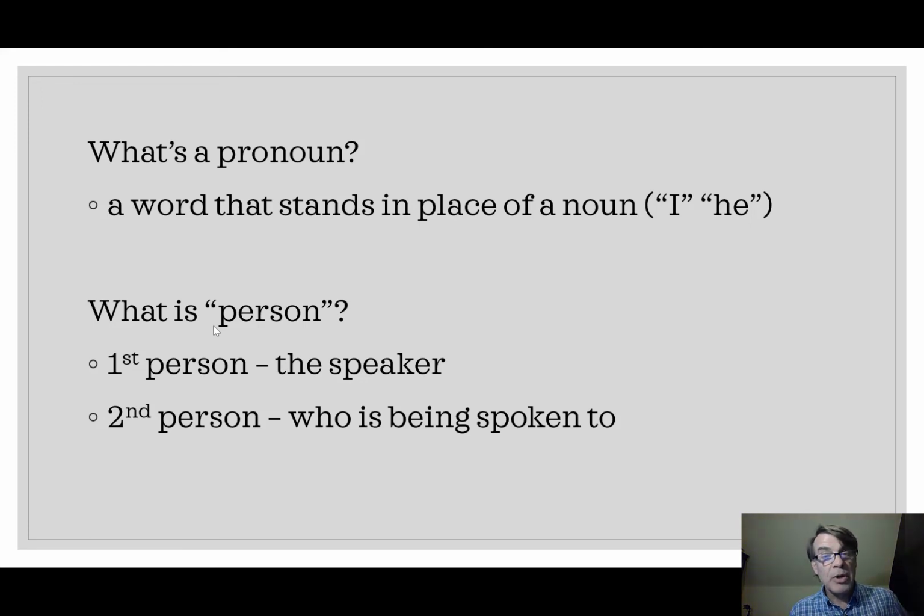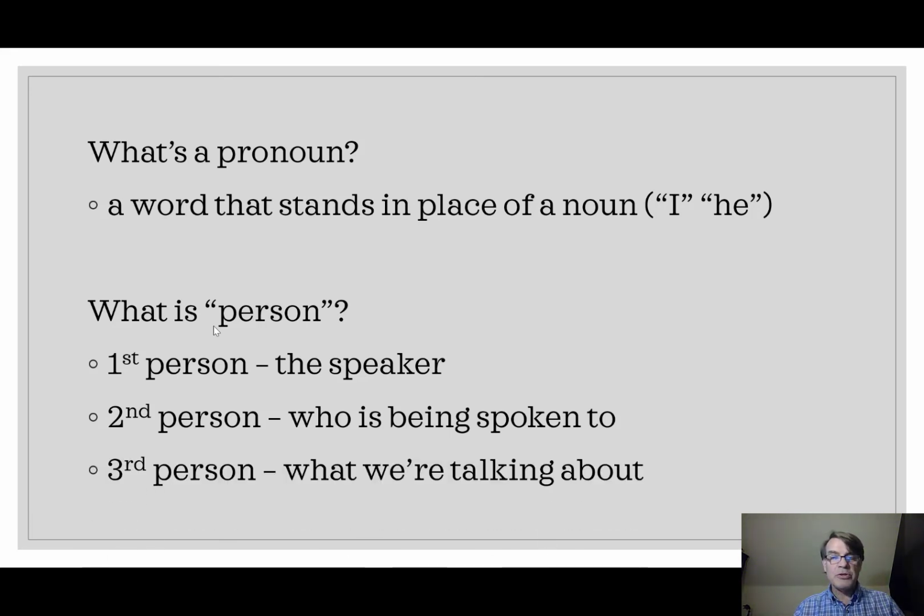By the way, Greek and Hebrew do distinguish between you singular and you plural. So that's one thing that you get from studying the original languages that you can't always see clearly in the English. Anyway, I or we are the person speaking, first person. You or y'all are the second person who we're speaking to. And if we're speaking in the third person, we're talking about somebody, a he, a she, an it, a they, third person. So that's person in language.